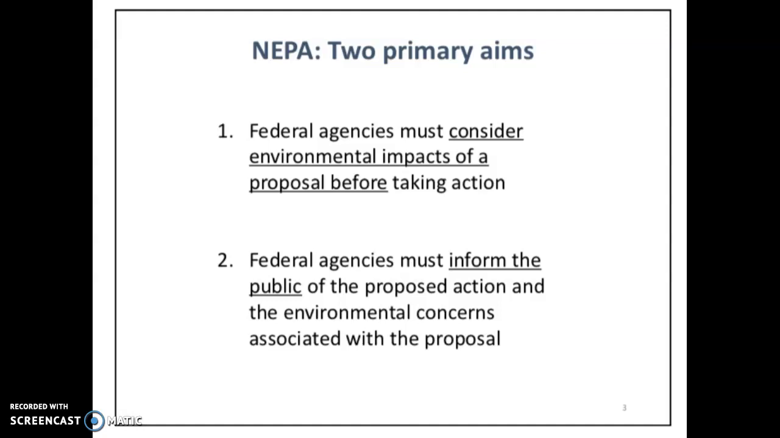So there are two primary aims. The federal agency must consider environmental impacts of a proposal before taking action, and also federal agencies must inform the public, which we'll get into a little bit more in the upcoming slides, of the proposed action and the environmental concerns associated with the proposal.